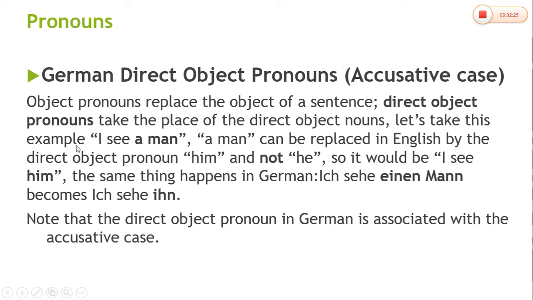Let's take this example. I see a man. A man can be replaced in English by the direct object pronoun him and not he. So it would be I see him. The same thing happens in German. Ich sehe einen Mann becomes ich sehe ihn. Note that the direct object pronoun in German is associated with the accusative case.